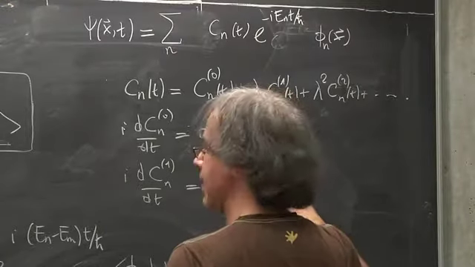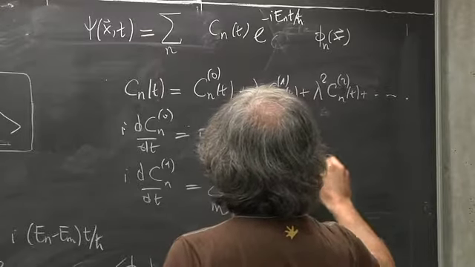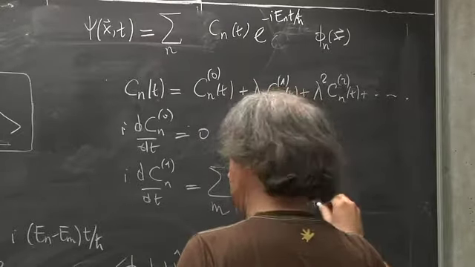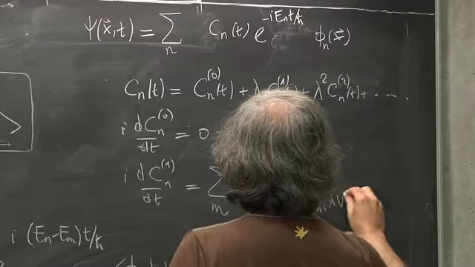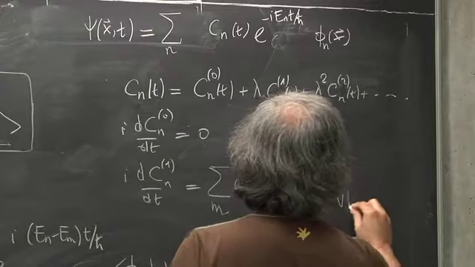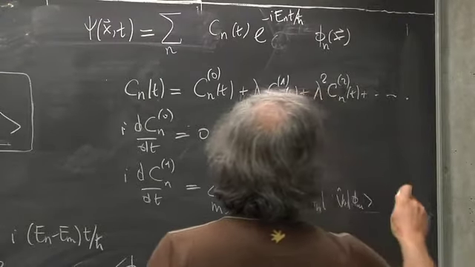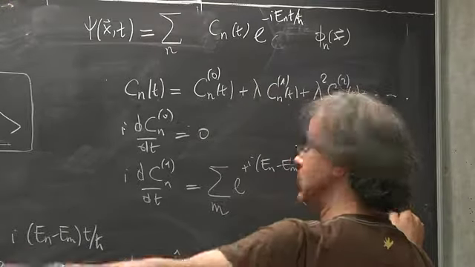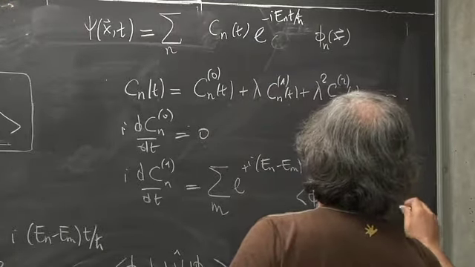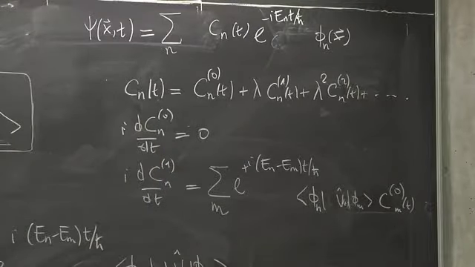e to the minus i, (E_n minus E_m) t over h bar, phi n, lambda v. Well, I can take off the lambda at this point. Just v of t, phi m, times C0. Is it clear to everybody? H bar.